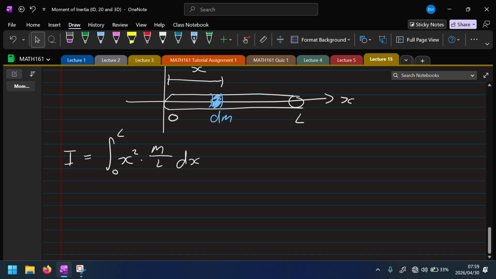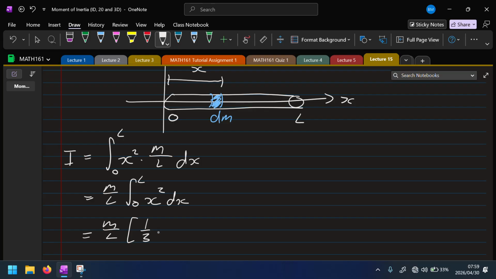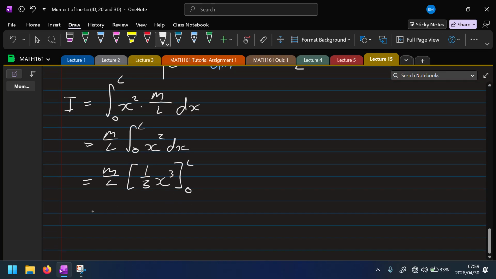Okay. So same idea as before. m over L is a constant. We can take that out. So we have m over L, 1/3 x cubed. Yeah, so we have 1/3 m L cubed over L, so L squared. Okay.